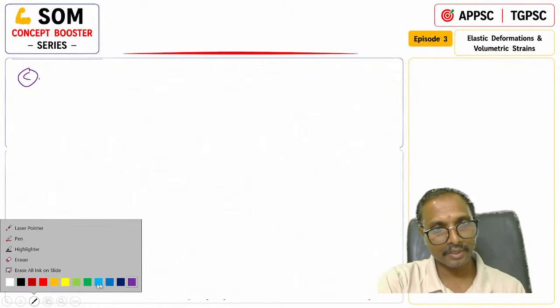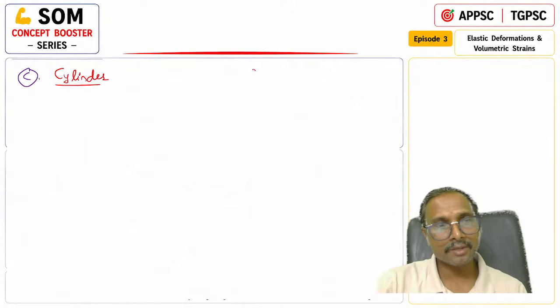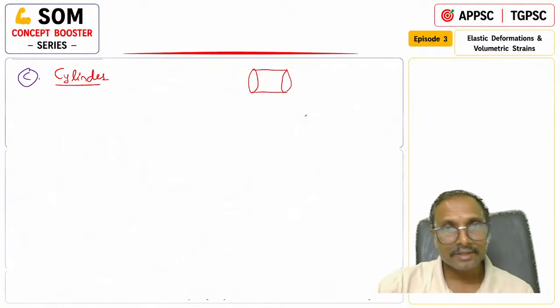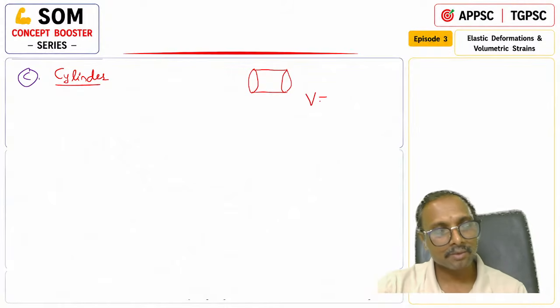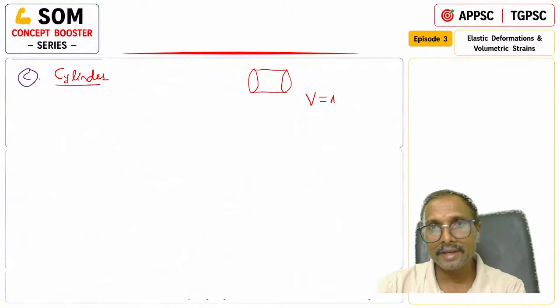Right. Third one, what is your third one? Tell me. Cylinder. So whenever it is a cylinder, this is your cylinder, right? So what is the volume for this? Tell me. Cross-section area is what? Pi D square by 4 into L, right?